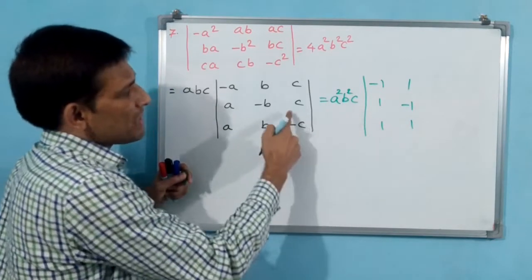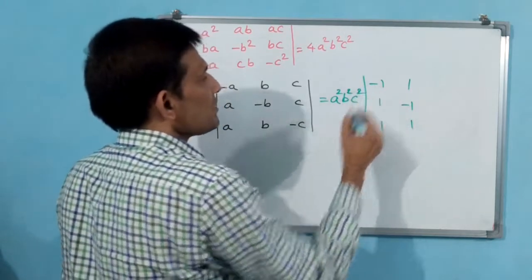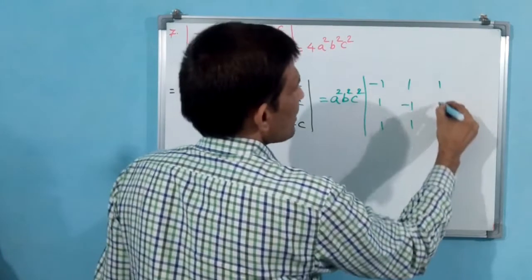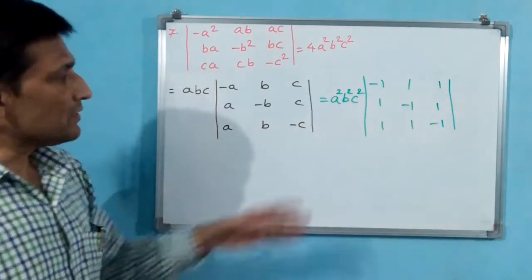See, now C is there, but here inside C is there. If we take C common, this is going to become C square. Then you take C square. What is going to become? 1, 1, minus 1. Write down 1, 1, minus 1. Is it okay? First you see, 50% of your answer has come.